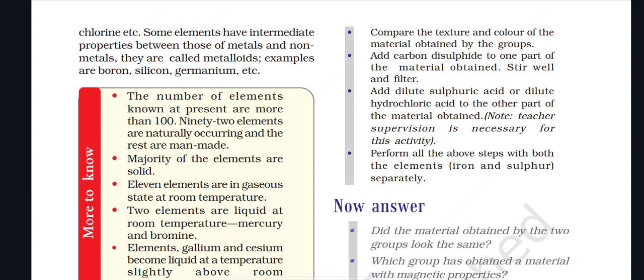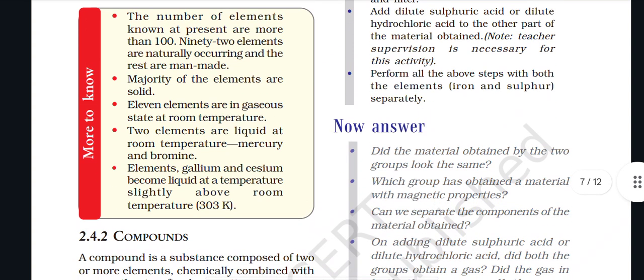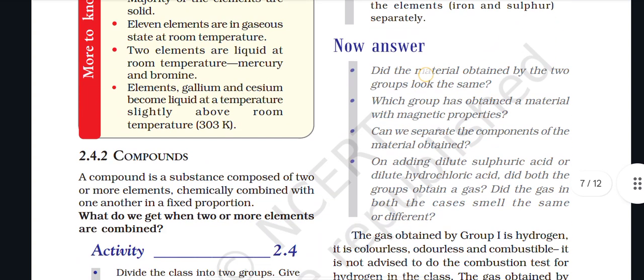At present, we know that more than 100 elements exist. 92 elements are naturally occurring and the rest are man-made. The majority of the elements are solid. 11 elements are in the gas state at room temperature. 2 elements are liquid at room temperature, mercury and bromine. Elements like gallium and cesium become liquid at a temperature slightly above room temperature.